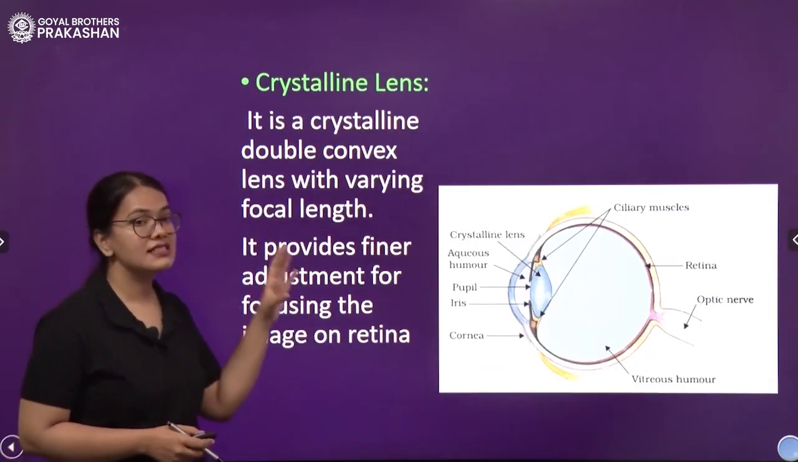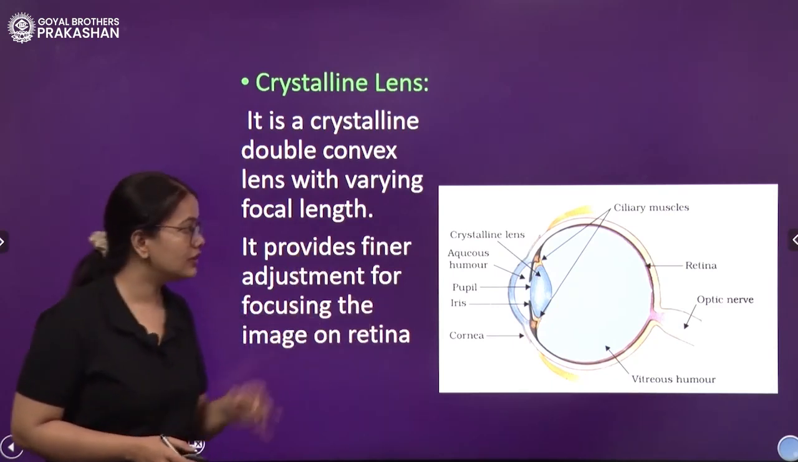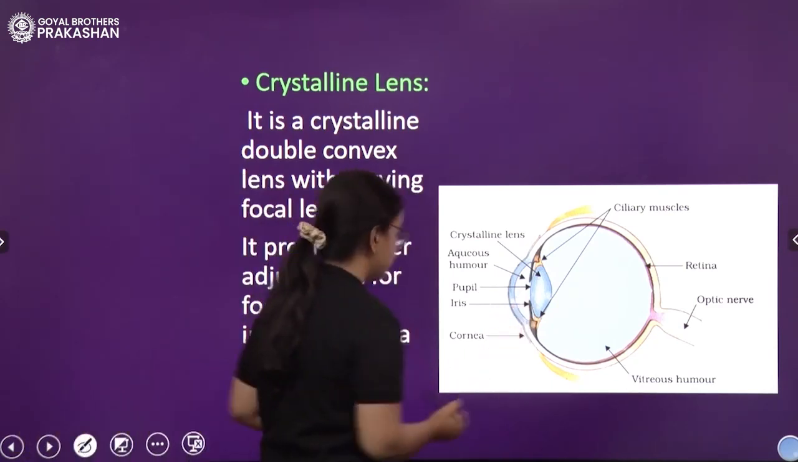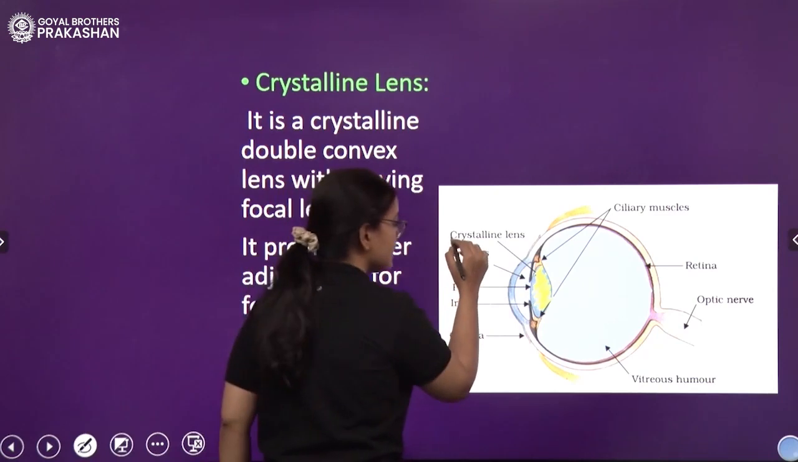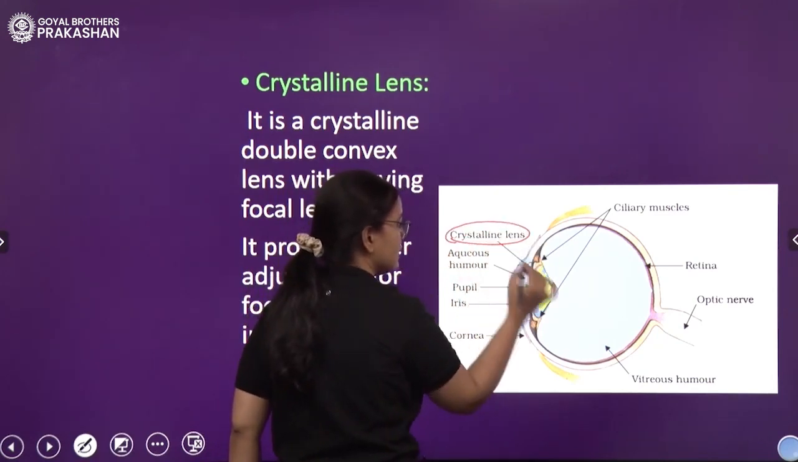Next is crystalline lens. Now, what is crystalline lens? Can you see this part? This is the crystalline lens. This part.